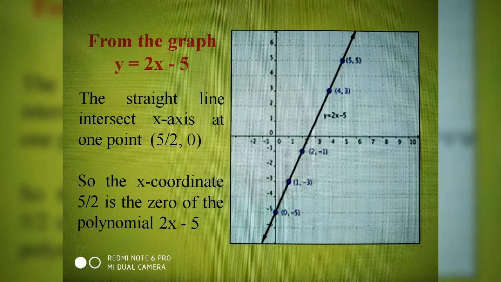Then what do we learn from this graph? Look at the straight line carefully: it intersects the x-axis at one point, and that point is (5/2, 0). So the x coordinate of that point, 5/2, is the zero of the polynomial 2x minus 5.